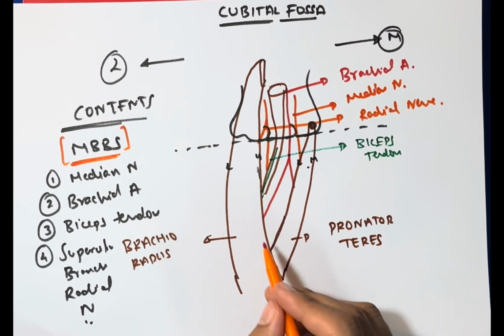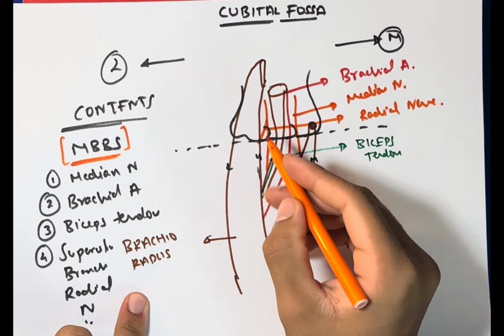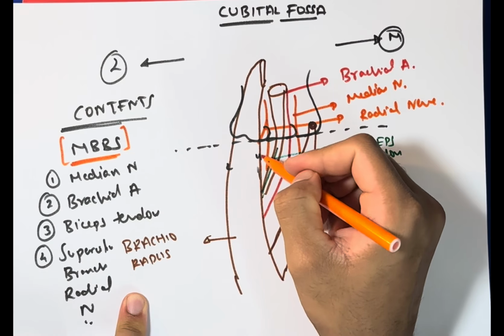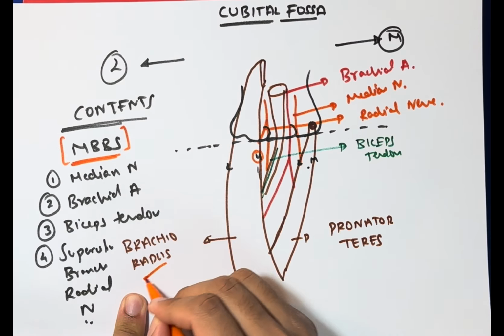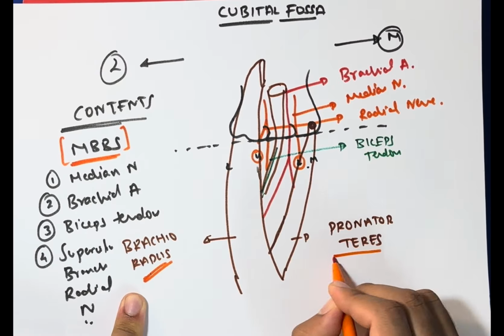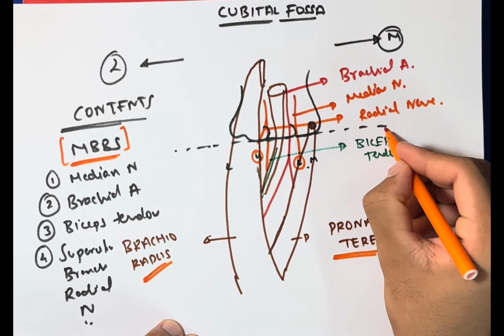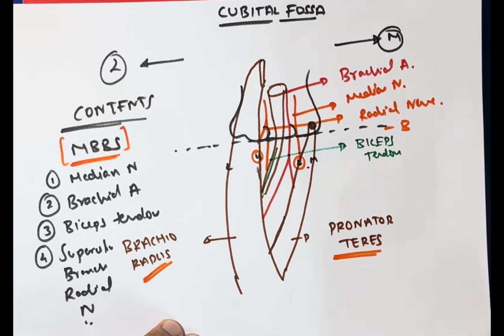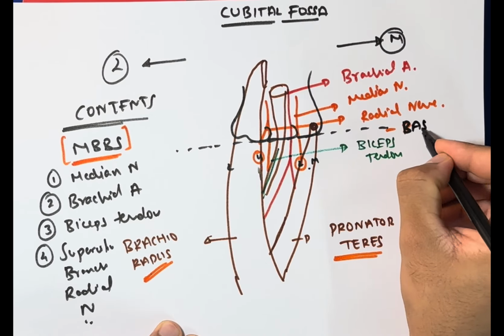So these are the boundaries you have seen. The lateral border is from the medial border of the brachioradialis. The medial border is from the lateral border of the pronator teres. And then base. Base is formed by your imaginary line. This is called your base.